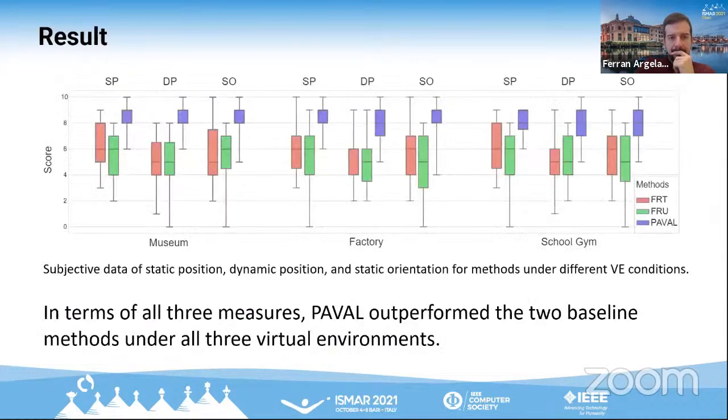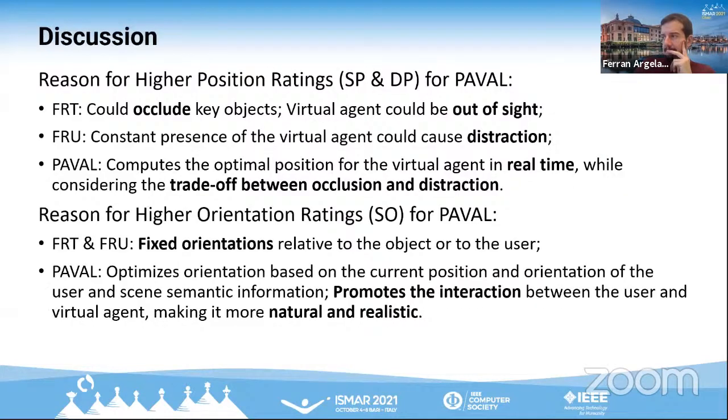This box plot shows the static position, dynamic position, and static orientation ratings for the 3 methods under different virtual environments. From the box plots, we can see that in terms of all 3 measures, PAVL outperformed the 2 baseline methods under all 3 virtual environments. Non-parametric tests for all groups of data also provide evidence for the statistical difference between the ratings of PAVL and FRT, as well as PAVL and FRU.